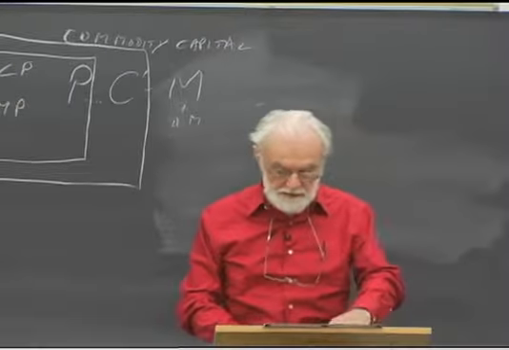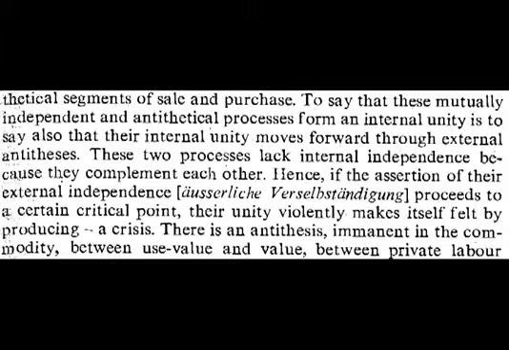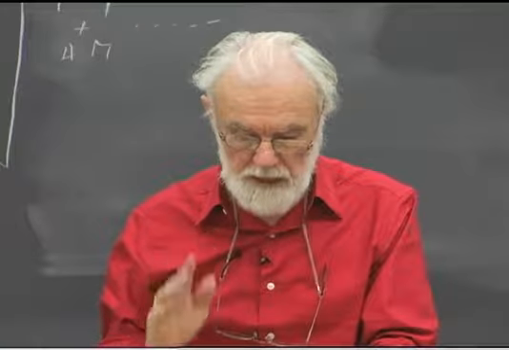So he then says on the next page, these independent and antithetical processes form an internal unity. That is to say that the internal unity moves forward through external antitheses. These two processes lack internal independence because they complement each other. Hence, their external independence proceeds to a certain critical point. Their unity violently makes itself felt by producing a crisis. There is an antithesis immanent in the commodity between use value and value. Now, this question of the antithesis between use value and value, remember that. It's going to become more and more important in this volume. Between private labour, which simultaneously manifests itself as directly social labour, and a particular concrete kind of labour which simultaneously counts as merely abstract universal labour.